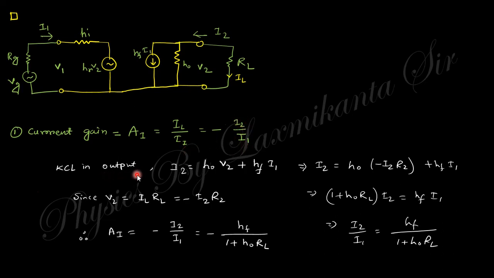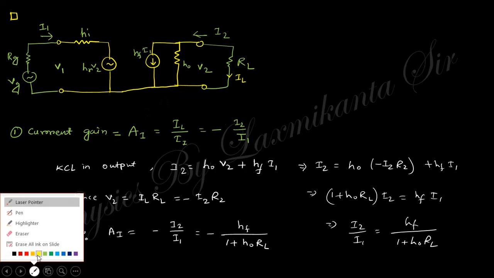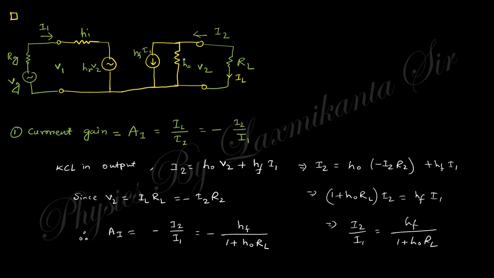So applying KCL at the output, I2 is nothing but the sum of these two currents. So this one is HF I1 and this is HO V2. Actually the current is voltage by resistance, and this is actually an admittance. You know this is 1 by H naught. That's why H naught is the admittance.